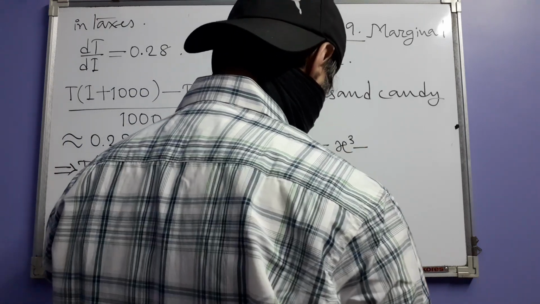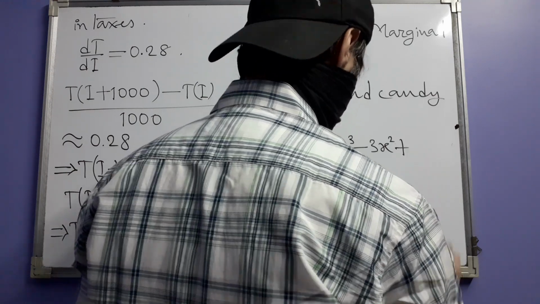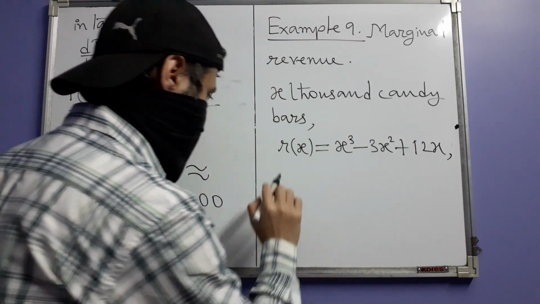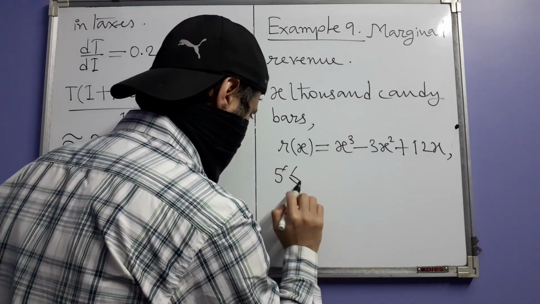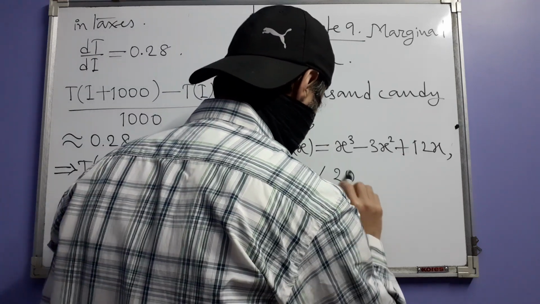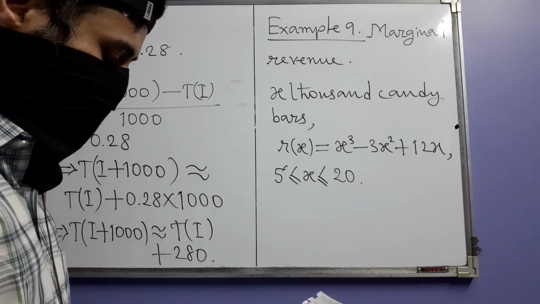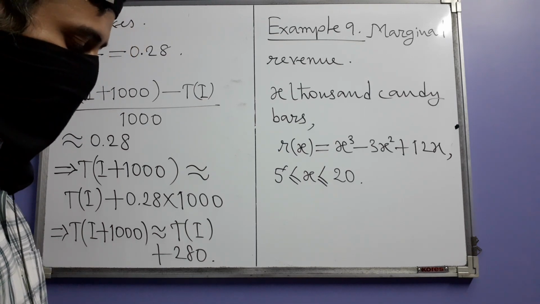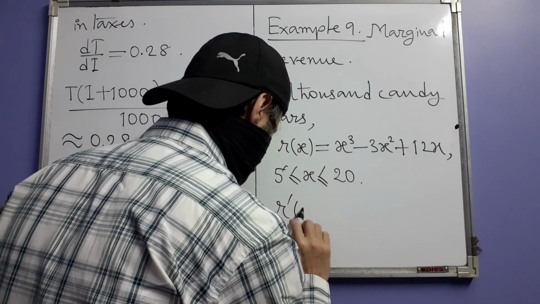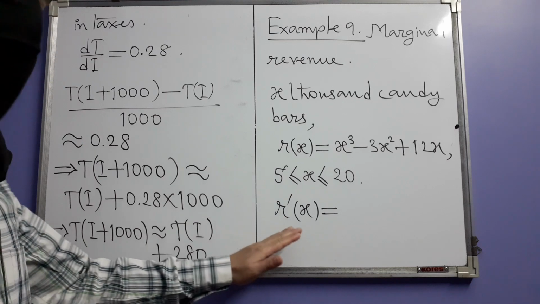x cubed minus 3x squared plus 12x, provided the sales remain in this range. Within this range only this formula works. Then the marginal revenue, just like the marginal cost, is mathematically the derivative. Okay.